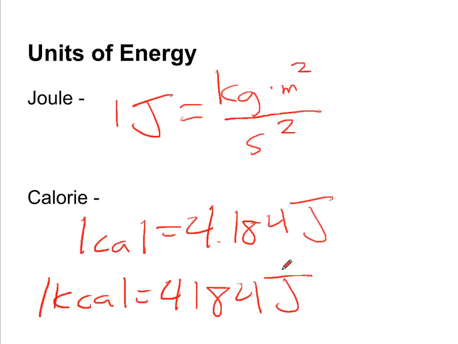So your 250 calorie Coke that you have in the morning, you'd multiply this by 250 to figure out the amount of energy that you'd have to burn to get rid of the calories from that can of Coke.